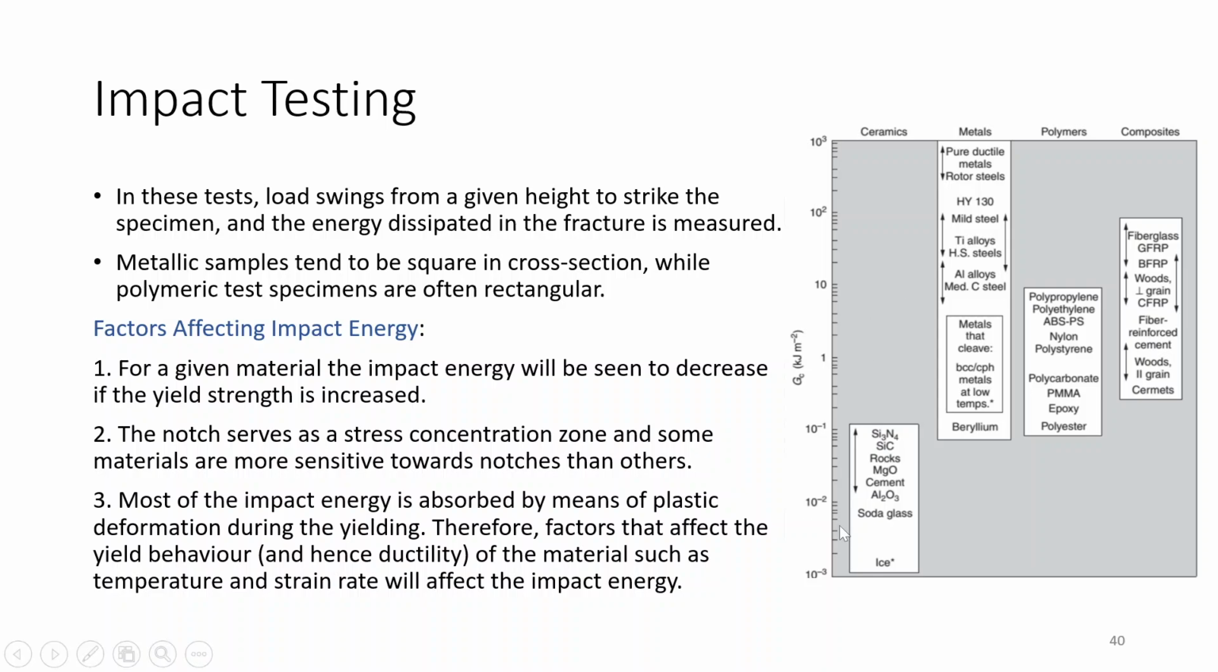For various materials, we can see ceramics have very low impact energy because they are very sensitive to pre-existing cracks, and they don't have as much ductility as seen in metals and polymers. Metals have very high impact strength compared to ceramics. Then polymers and composites have some optimum impact strength.